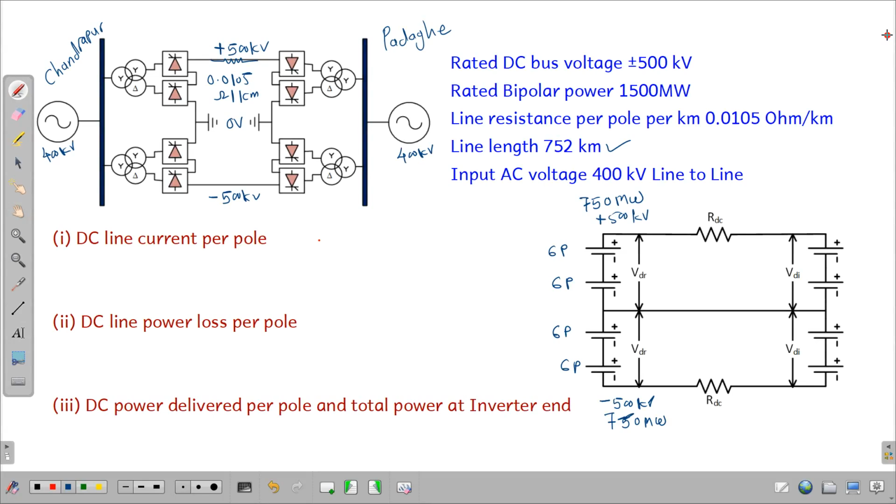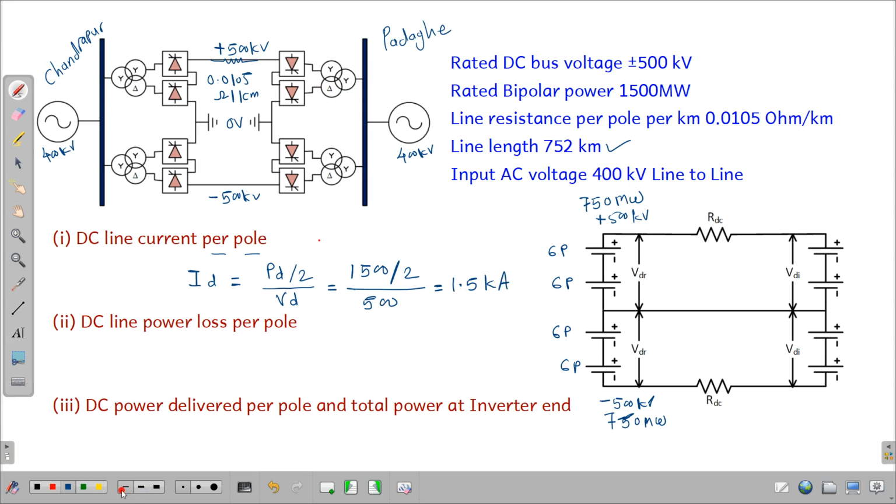Let us calculate the current. Here we have to calculate the current per pole, so power per pole must be known, which is 750 megawatt. How can we calculate this DC current? The DC current ID is equal to PD, the total power transfer divided by 2, that is the per pole power, divided by VD. So the total power transfer is 1500 megawatt divided by 2, upon 500. As the power is in mega and voltage is in kilo, the current is in kilo ampere. It is 1.5 kilo ampere.